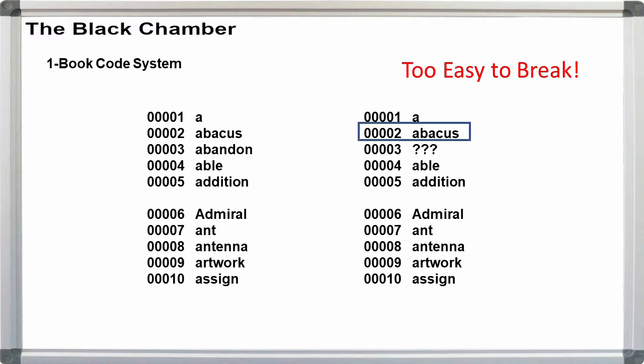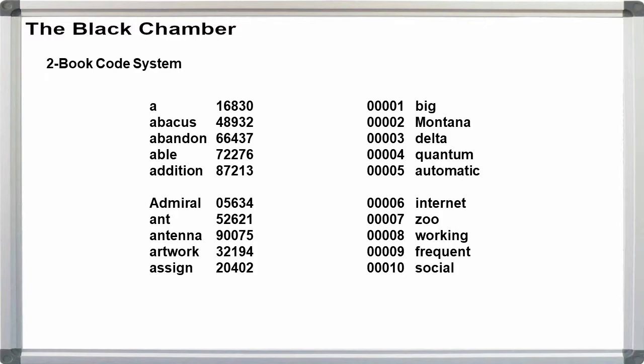If you know that 00002 is abacus and 00004 is able, and you come across a message that contains code 00003, you can make a pretty good guess that it's for abandon if that's the closest word that fits the context. A two-book system could look like this. The codes are assigned randomly, making a two-book much more secure. One book is then indexed on code numbers, and the other has the plaintext words and expressions listed alphabetically. The first book is used for encoding the message prior to transmission, and the second for decoding after receipt.